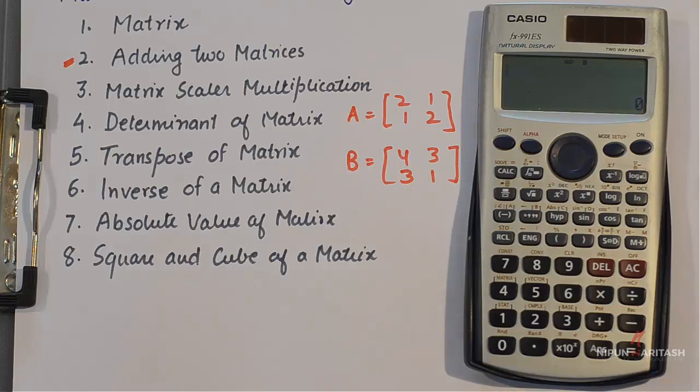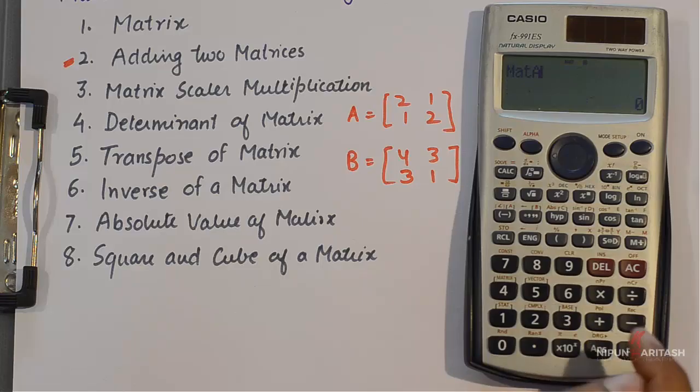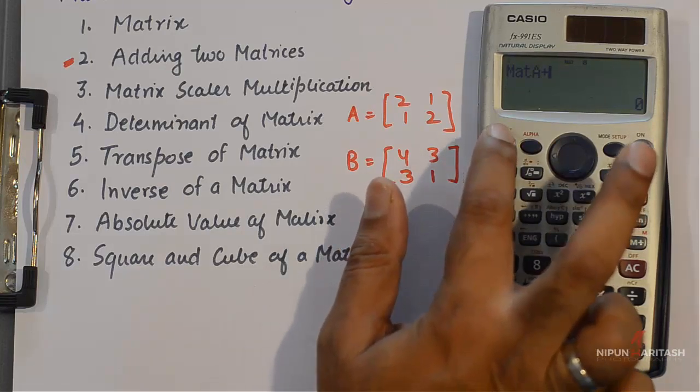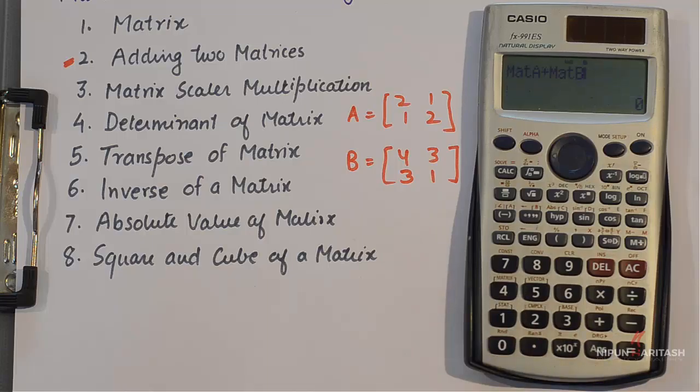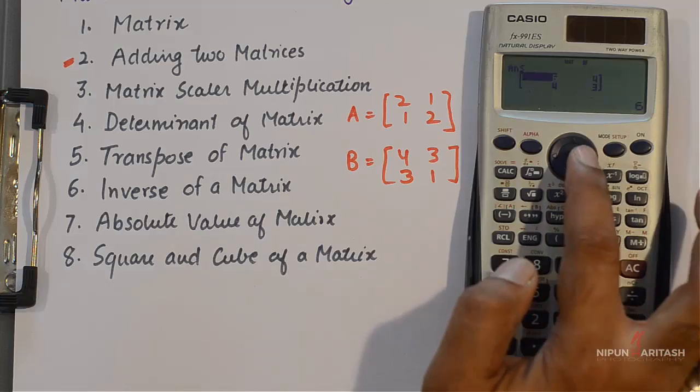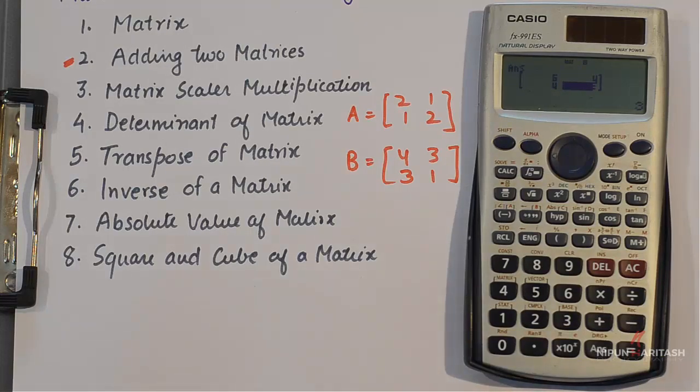For example, if you want to add two matrices, then we need to go to shift, select matrix options, and now we can select matrix A by pressing 3, then a normal plus operator, go back to matrix options, select matrix B by pressing 4. Now on the screen you can see it shows matrix A plus matrix B, and when you press equal, it gives you the result of addition of two matrices. So it is 6, 4, 4 and 3, and that is how the result should look like.